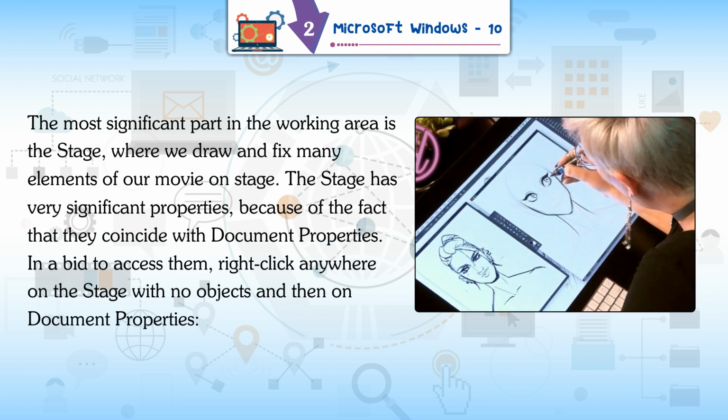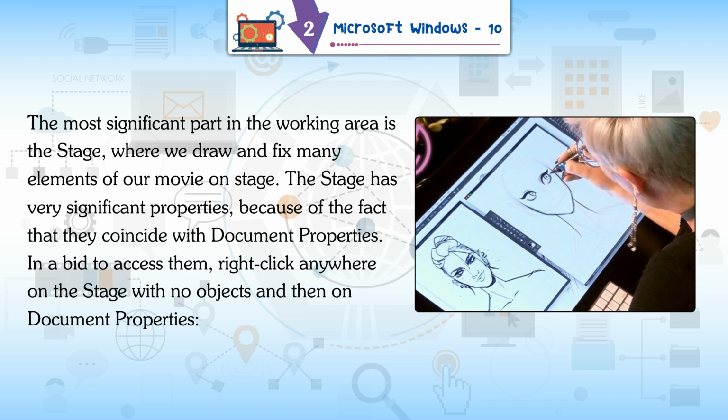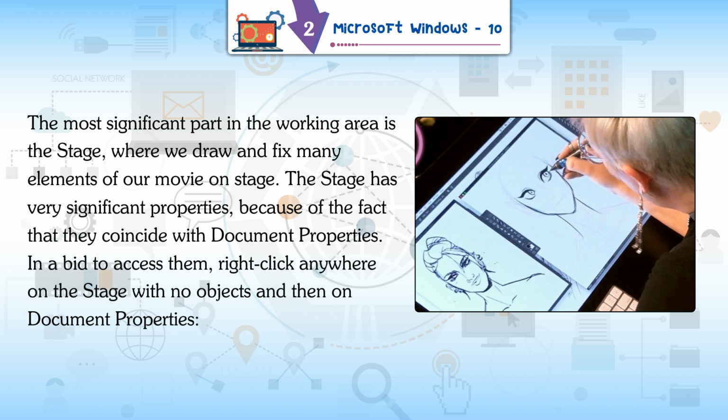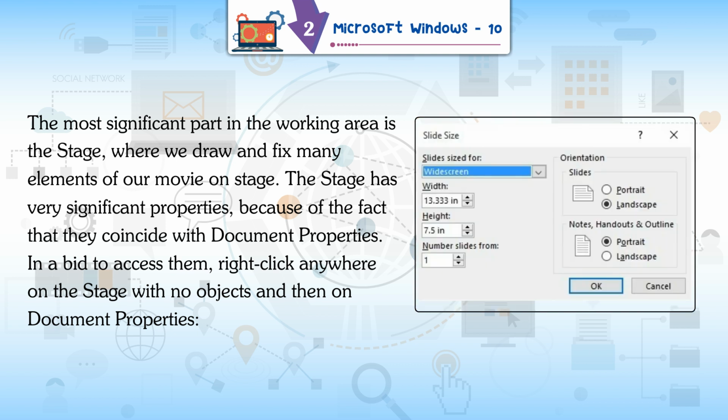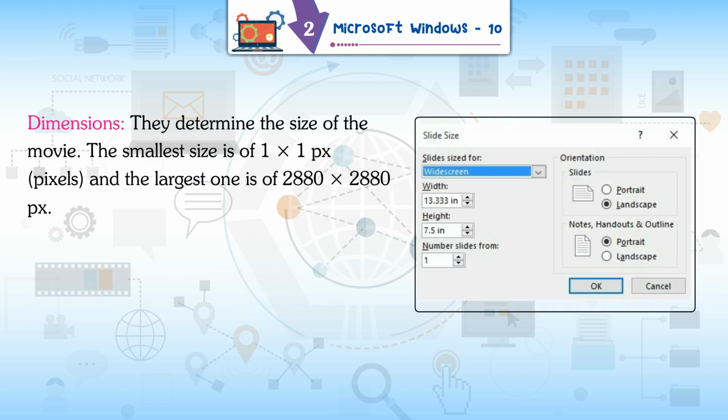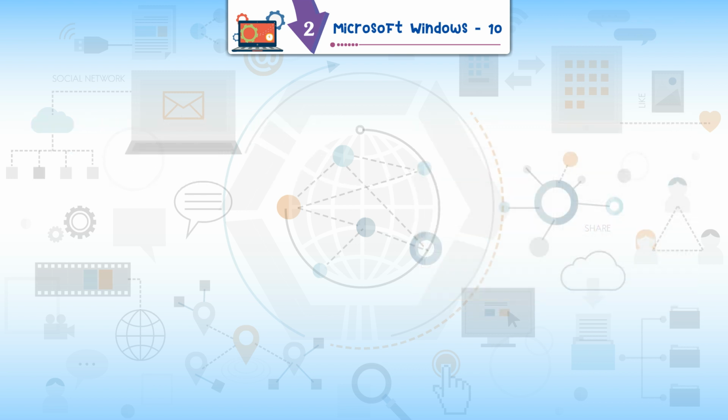The most significant part in the working area is the stage, where we draw and fix many elements of our movie. The stage has very significant properties because they coincide with document properties. To access them, right-click anywhere on the stage with no objects and then click Document Properties. Dimensions determine the size of the movie. The smallest size is 1 by 1 pixels and the largest is 2880 by 2880 pixels.